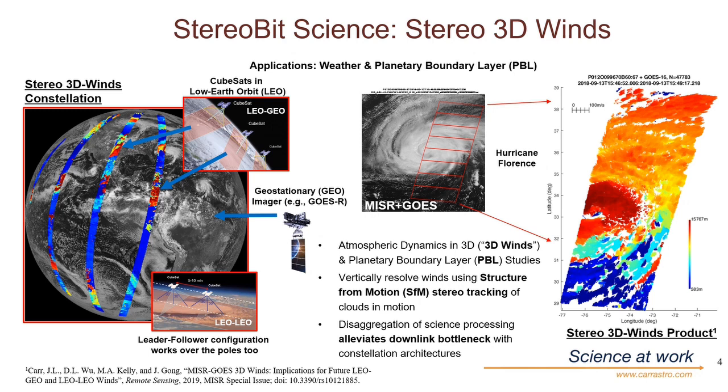Our science algorithms derive from stereo winds work fusing data from NASA's MISR instrument and NOAA's GOES weather satellites. An example product created from MISR and GOES is shown at the right, where the color coding represents the wind height and the vectors scale in proportion to the wind speed.